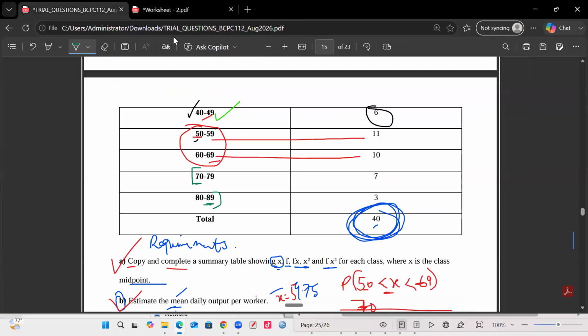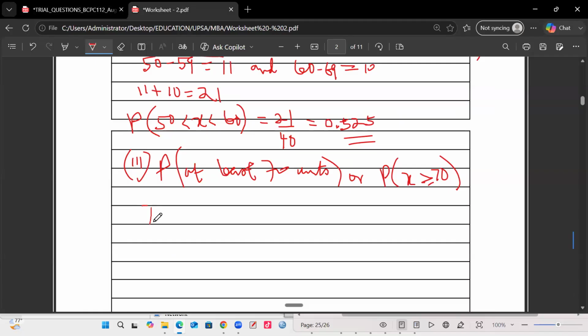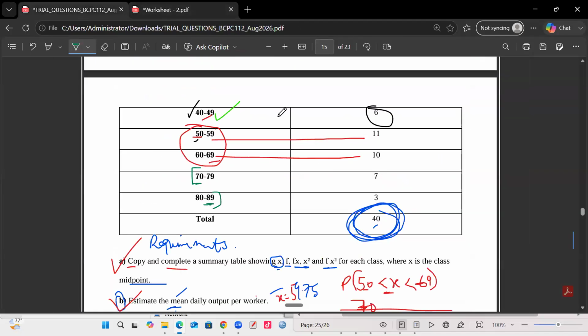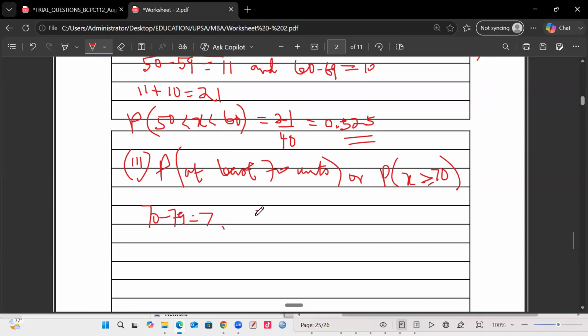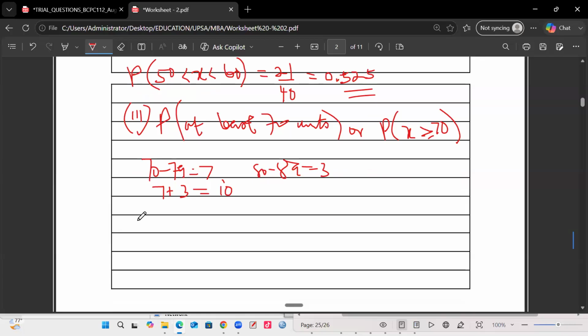We have 70 to 79, which is 7. 80 to 89, which is 3. So we have 7 plus 3, which will give us what? 10. Guys, are we okay? Yes. So we go with the probability.